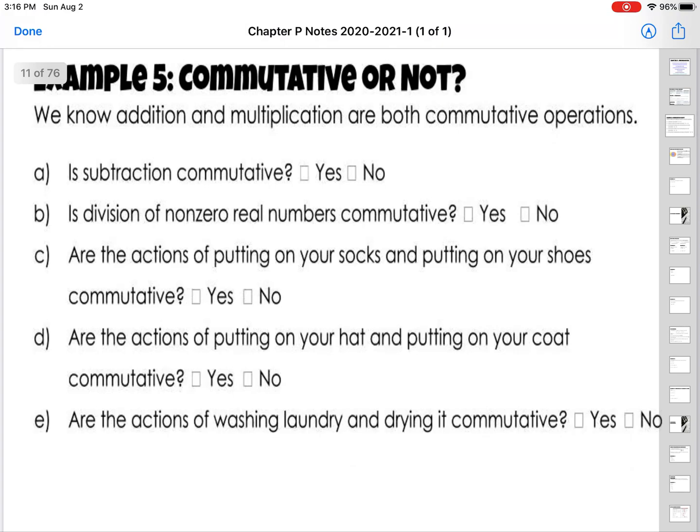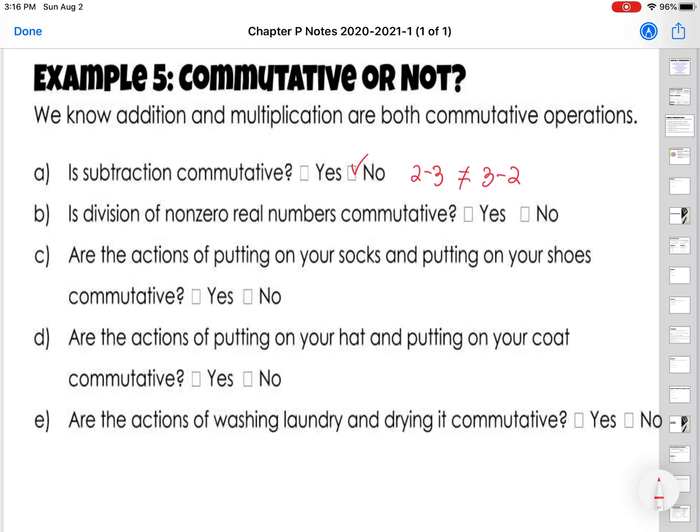All right, and lastly, we know that addition and multiplication are both commutative operations. So we want to know a few things. Is subtraction then commutative? Can I subtract in any order? The answer to that, of course, is no. If I were to test that, I could do 2 minus 3, and that is not going to be the same as 3 minus 2. It'll be similar, but it'll be opposite answers.